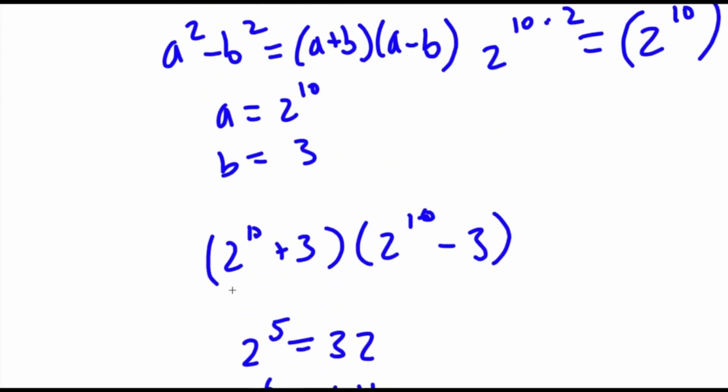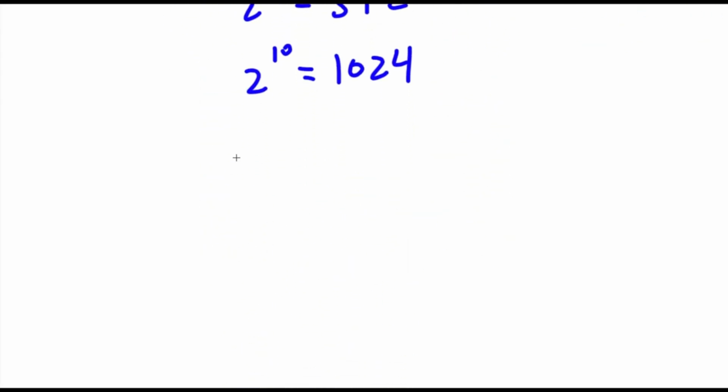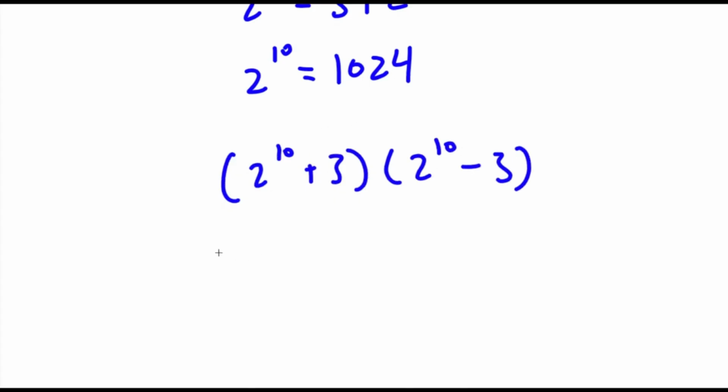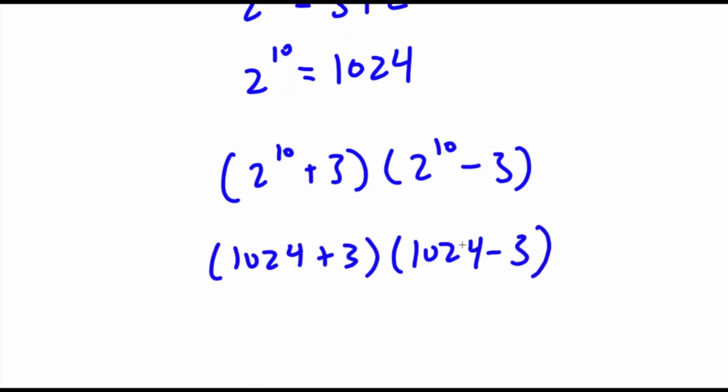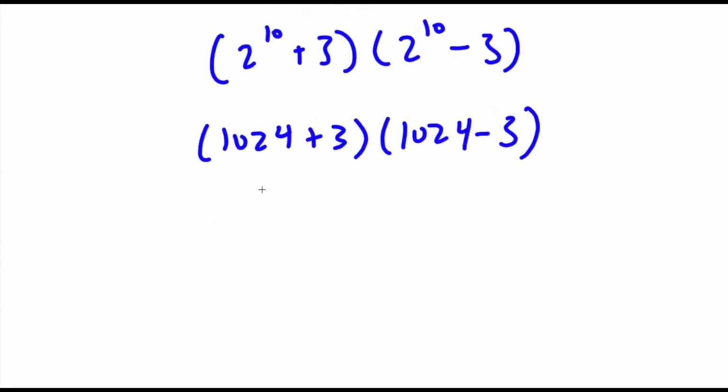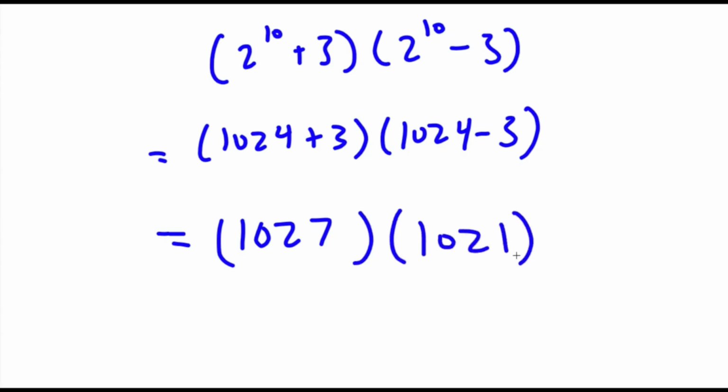So now that we have our value of 2 to the power of 10, I add 2 to the power of 10 plus 3 times 2 to the power of 10 minus 3. 2 to the power of 10 is 1024, so I have 1024 plus 3 times 1024 minus 3. Now 1024 plus 3, this is equal to 1027, times 1024 minus 3, this is equal to 1021.